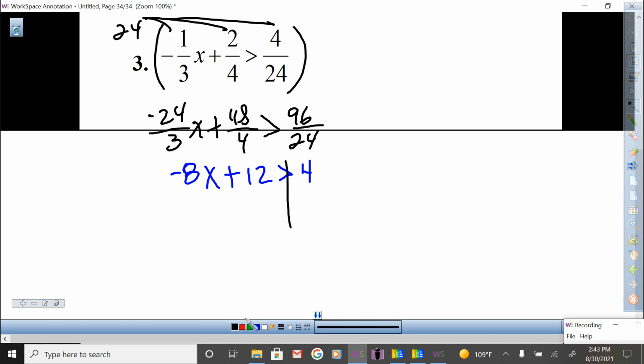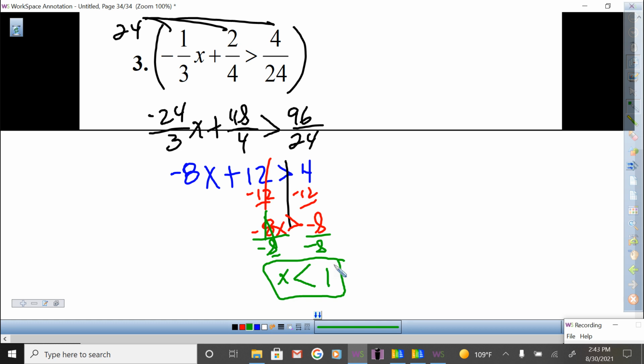So if I continue, what do I need to do? Minus 12, minus 12. You got negative 8x greater than negative 8. Last step, divide by negative 8, divide by negative 8. X is less than 1. Tell your neighbor why it flipped, please. Why did it flip? Because we multiplied or divided by a negative number at the end, okay?